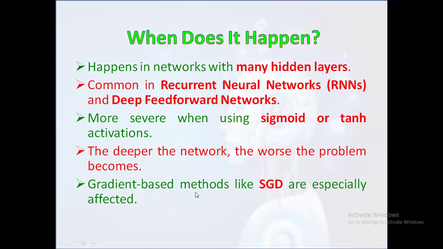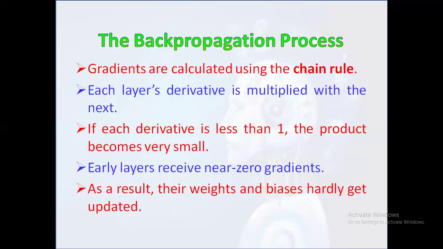Finally, gradient-based methods like SGD, stochastic gradient descent, are especially affected. How? Gradient-based optimization algorithms such as stochastic gradient descent rely directly on gradient values to update weights. When gradients vanish, these methods cannot effectively adjust weights, slowing or halting learning altogether.